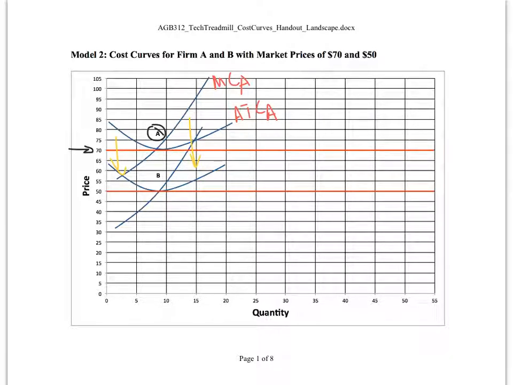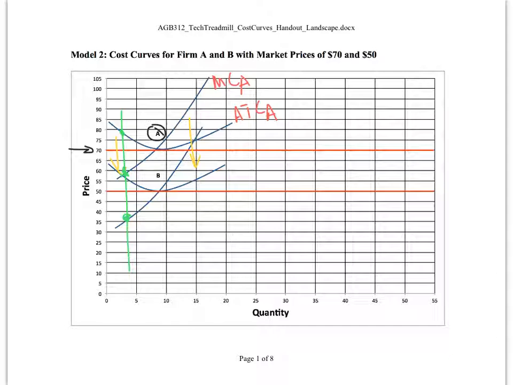All right. So the idea is, what does that parallel shift down represent? Well, basically it says that at any level of output, the marginal costs have come down. The average total costs have come down. So it's pretty straightforward to say that if at any given level of output your cost of producing the next good or your unit cost of production has come down, then that's essentially a productivity enhancing technology.